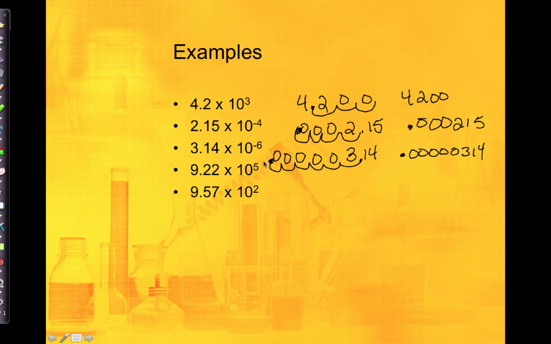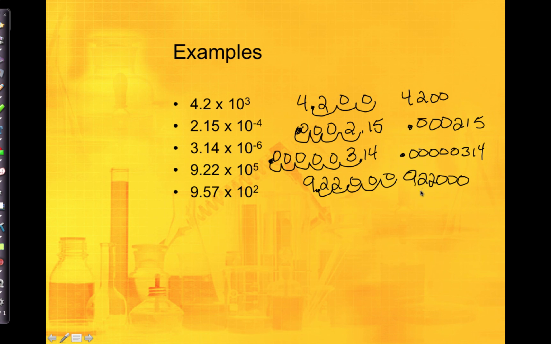Alright, so now this one has a positive exponent. So now you're going to move the decimal to make it large. So we have 9.22. Move it 5 times. You're going to move it in this direction because it's larger than 1. And that's 1, 2, 3, 4, 5. Fill in with zeros. So 922 followed by 3 zeros.